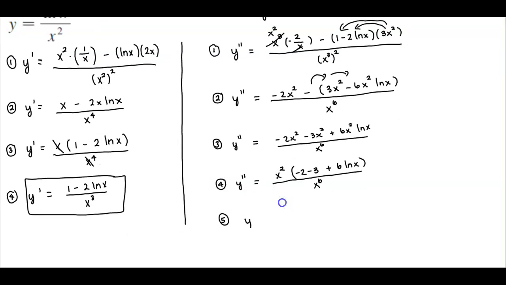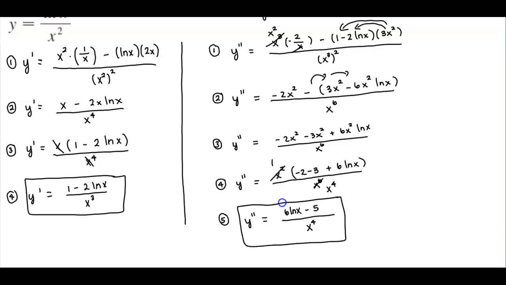And then we're going to have y double prime. Well, we can see here that x squared is going to go into x to the sixth, x to the fourth times. So we know we have x to the fourth. And then we have negative 2 minus 3, which is minus 5, and that's plus 6 times the natural log of x. So we can write 6 times the natural log of x first, and then that's minus 5, and therefore that represents the second derivative of that function.